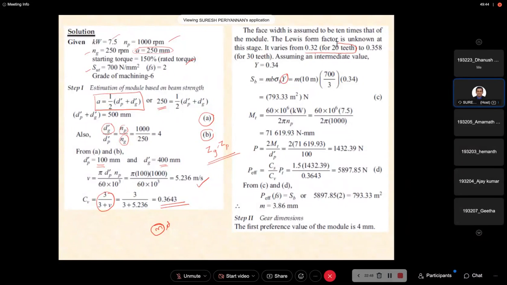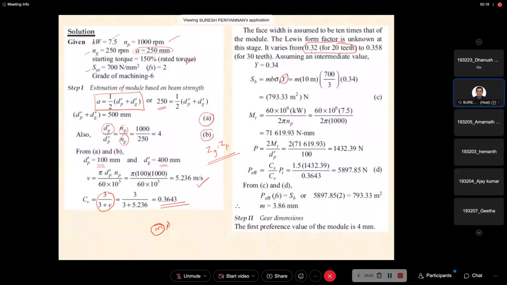Then later I am going to ensure my velocity ratio, and I can later find the number of teeth on the gear and pinion. Now, because m is not given, the numbers of teeth on the pinion and gear are not given. Hence I am considering the range of number of teeth on the pinion as 20 to 30. I'm assuming that.